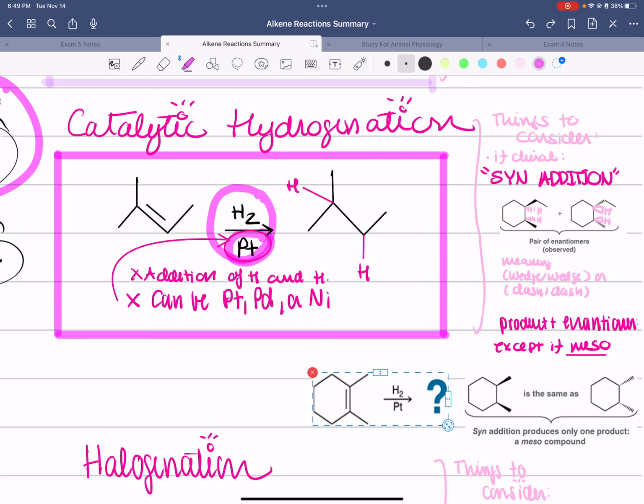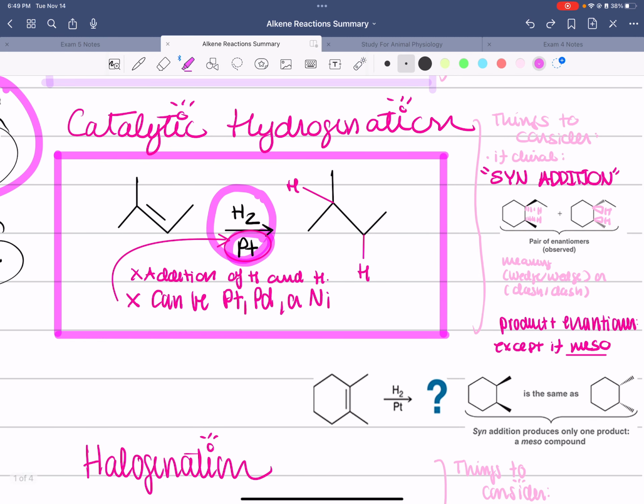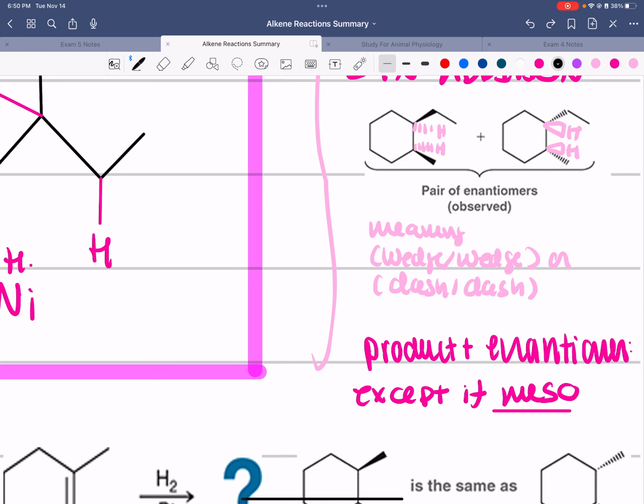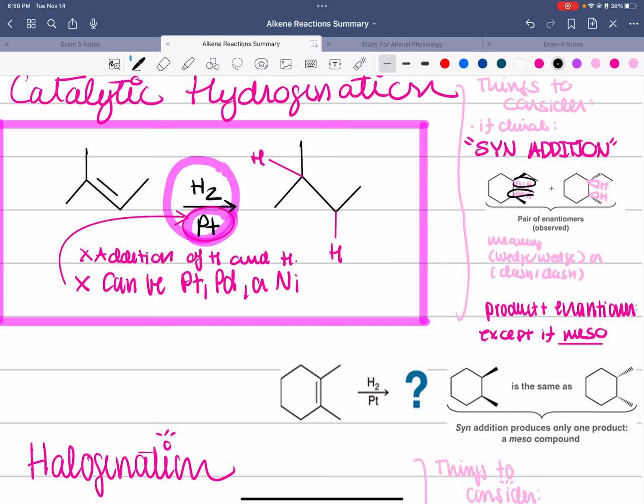Like we mentioned, we're gonna add hydrogen on one side and a hydrogen on another side. Some things to consider for this type of reaction is that we're doing syn addition. So syn addition, again, we're gonna break that double bond and we're gonna add a hydrogen dash on one side and a hydrogen dash on the other side, or a hydrogen wedge on one side and a hydrogen wedge on the other side. Just remember, we're not adding a hydrogen wedge on one side and then a hydrogen dash on the other side. They have to have a wedge or dash relationship.